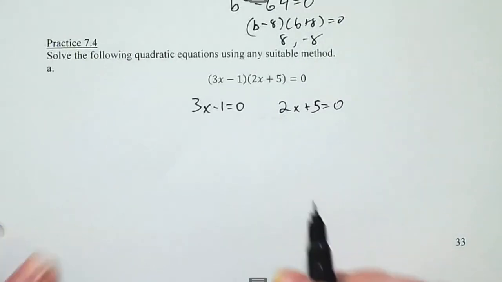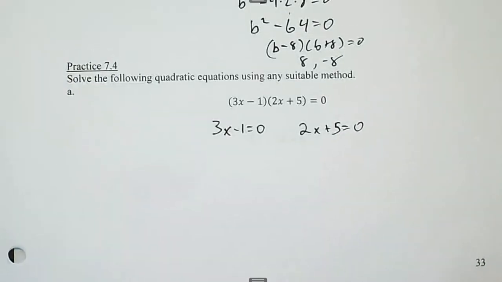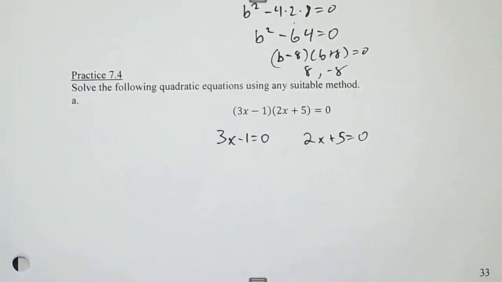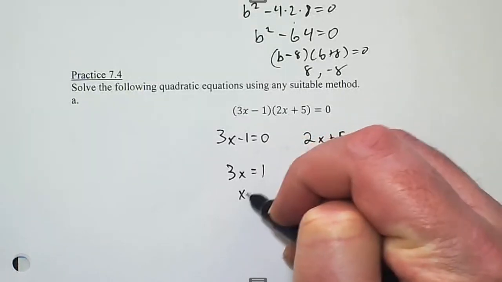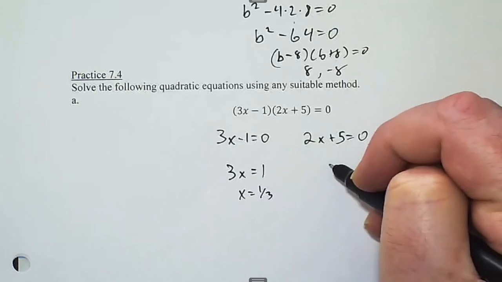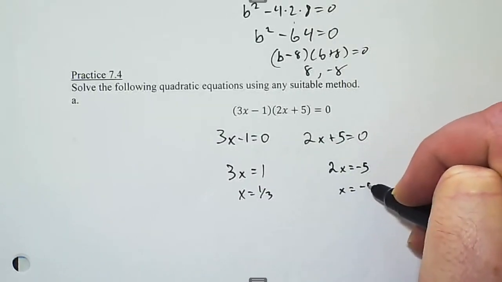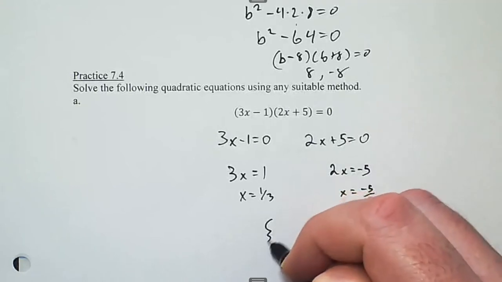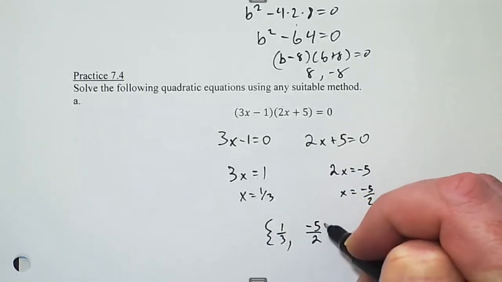Okay? Remember, when solving by any suitable method, you want to factor if possible. Nothing's faster and easier. Set each factor equal to 0 and solve. So 1/3 and negative 5 over 2.